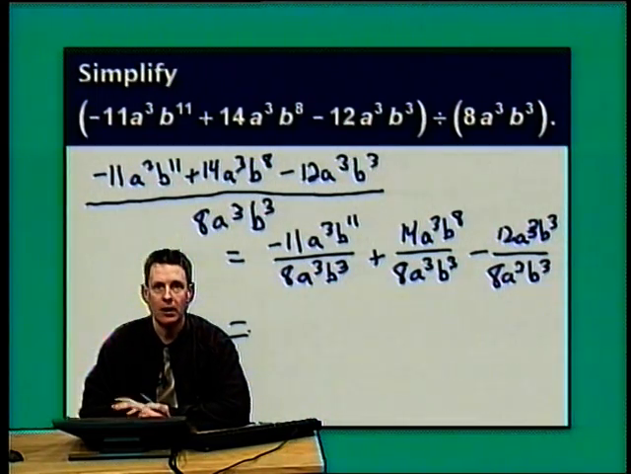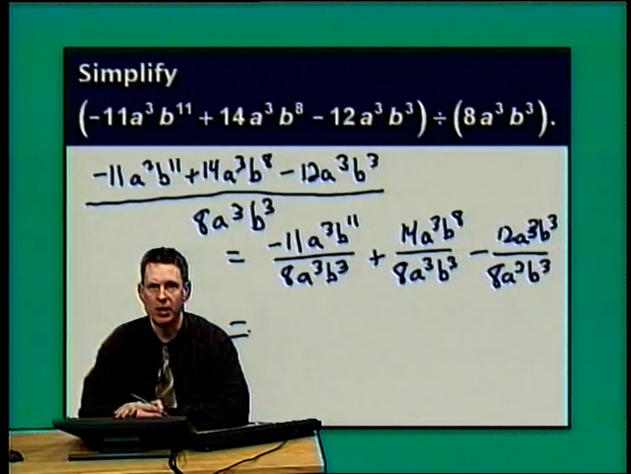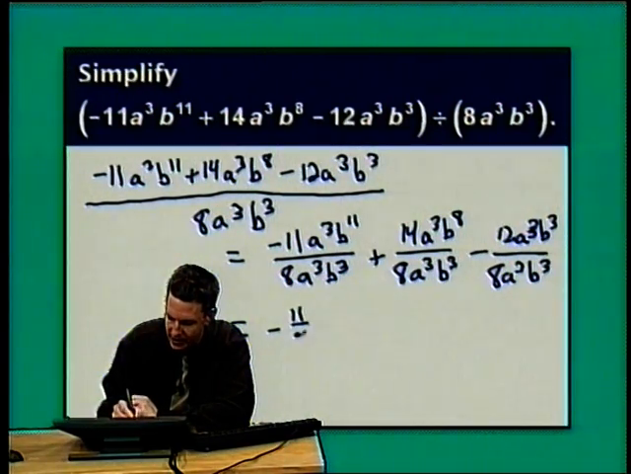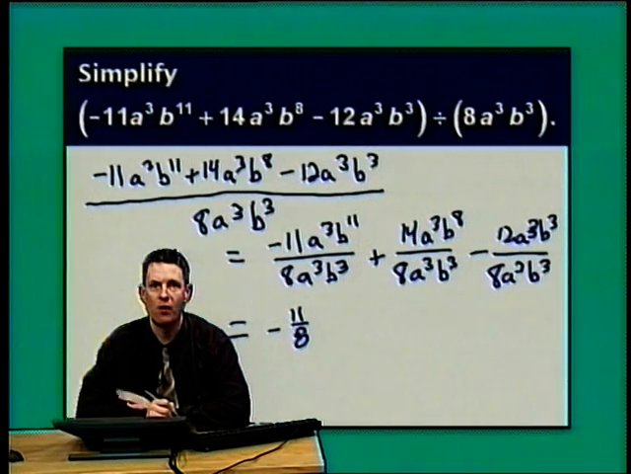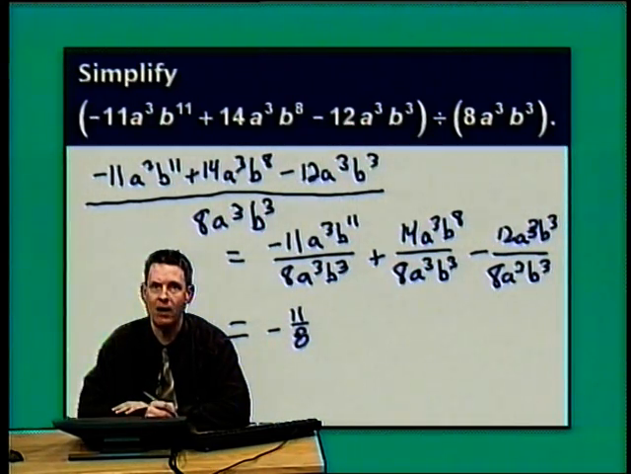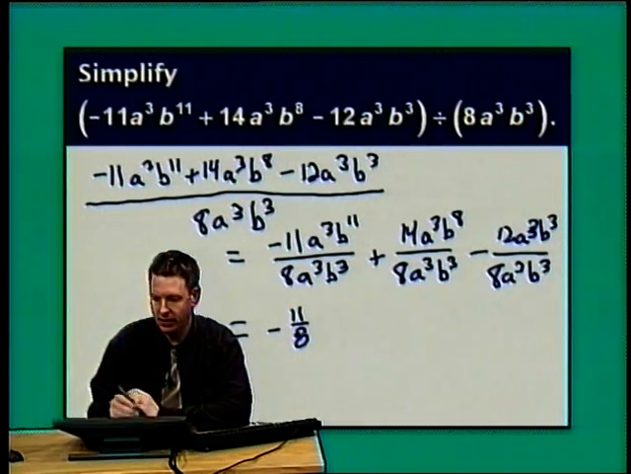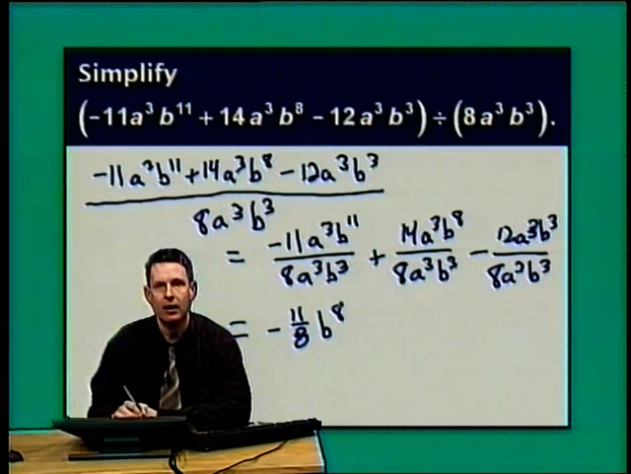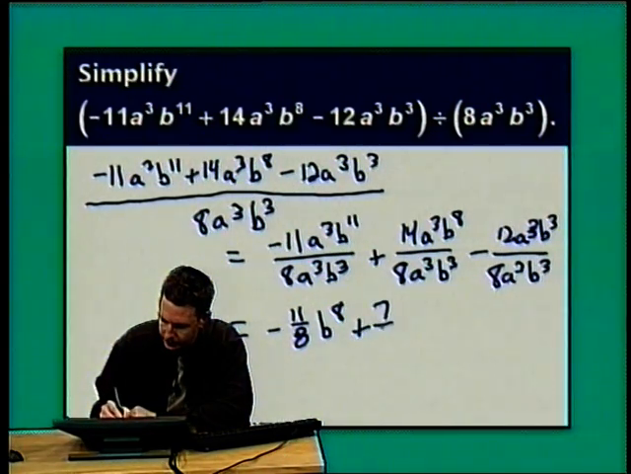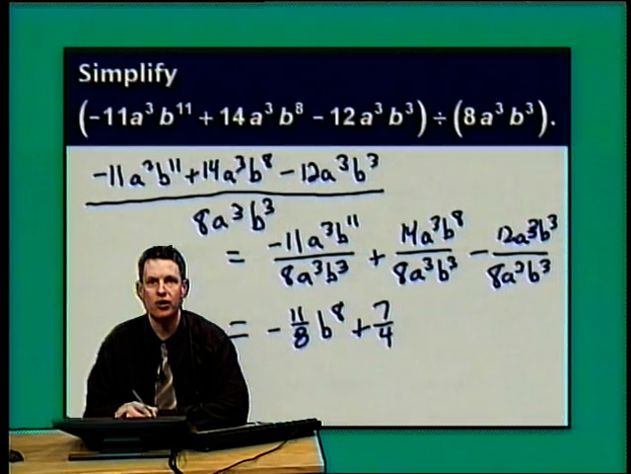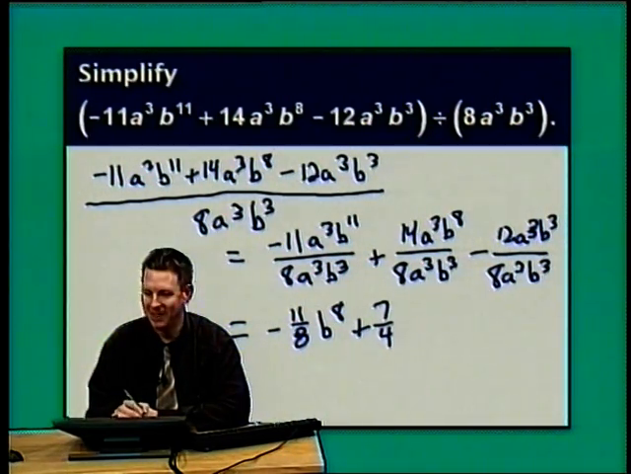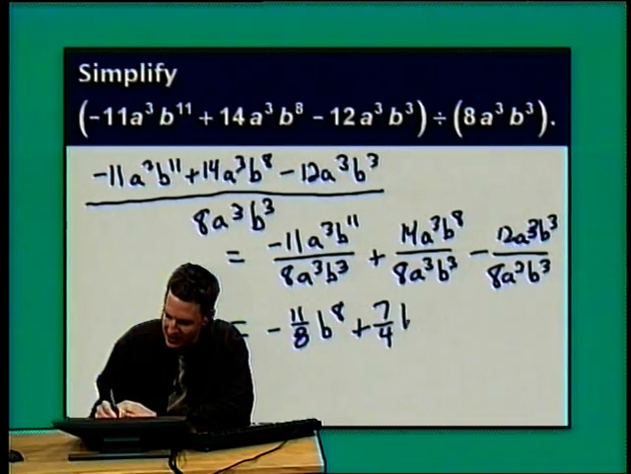Now, in a sense, we have three problems. The first monomial over monomial, the coefficient is a negative 11 over 8, which is negative 11 eighths. A cubed over a cubed, that's a multiplicative factor of 1, so we don't need to write anything down. B to the 11th over b cubed is b to the 8th. Plus 14 over 8 simplifies to 7 over 4. A cubed over a cubed is again 1. We don't need to write down multiplicative factors of 1. B to the 8th over b cubed, that's b to the 5th.